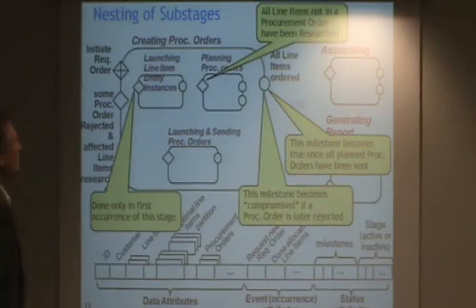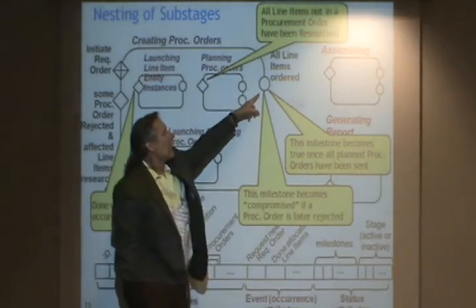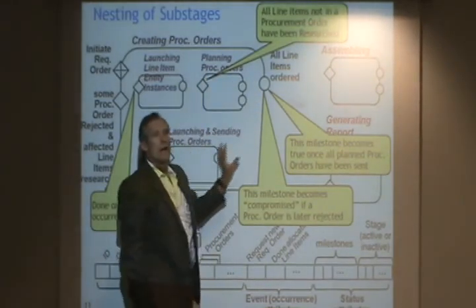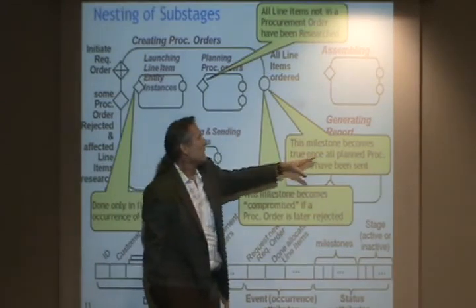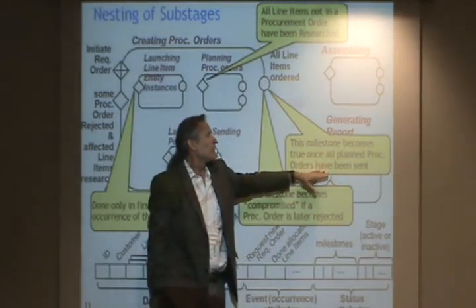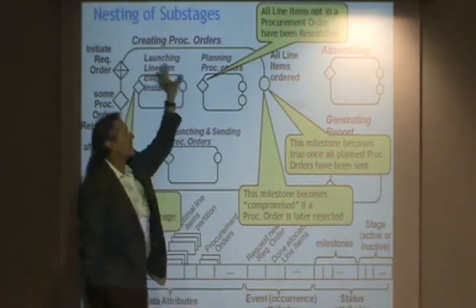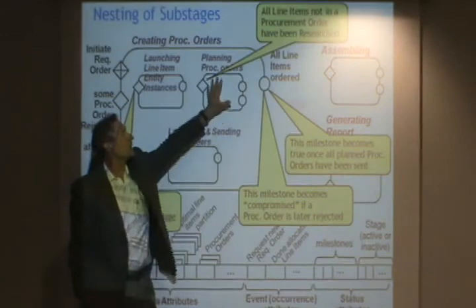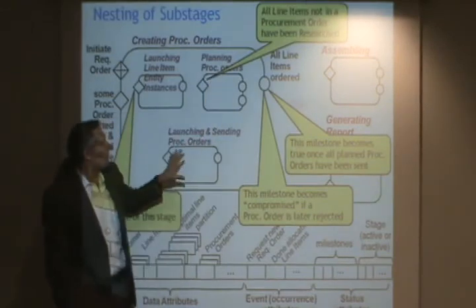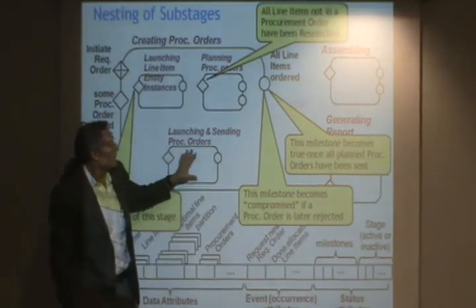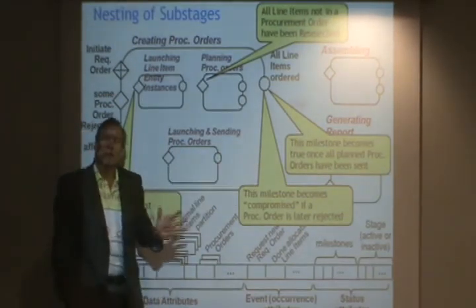Now here's an important thing. Let's talk about this milestone for a moment. I want this to trigger. I want to close down the operation of this stage once all of my planned procurement orders have been sent. So typically I start this out, I get my line items, I research, then I'm all done researching, I plan my procurement orders, and then I launch the new procurement orders I just did, and everything is happy and rosy.